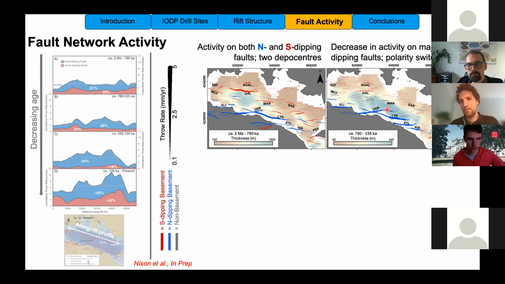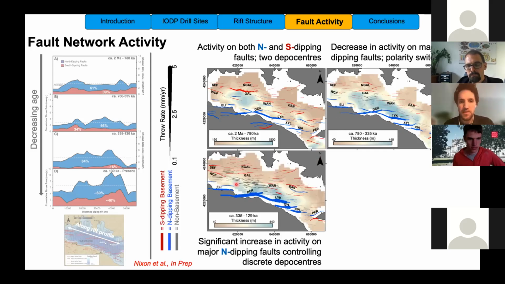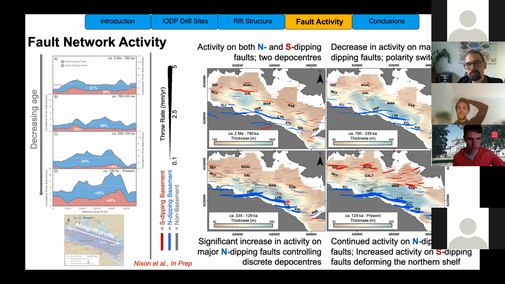As we move further forwards in time, we see that there's a decrease in activity on the major south dipping faults. This Galaxity fault's decreased in activity, and there's been a slight increase on the north dipping faults along the southern margin. And we can see that the epicenter has grown into a generally single large epicenter. As we move further forwards in time, we now see that the epicenters have essentially lined up along this southern margin. And we then see that the major faults along the southern margin are controlling these epicenters. And that continues through time since 130,000 years.